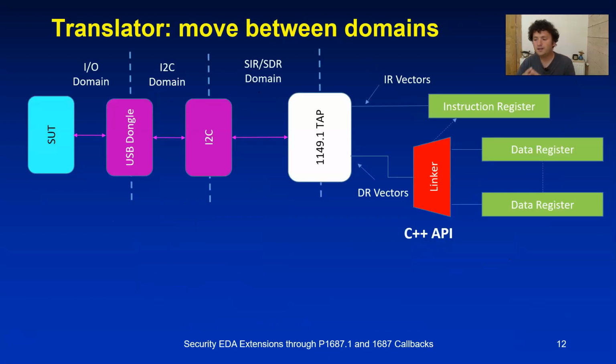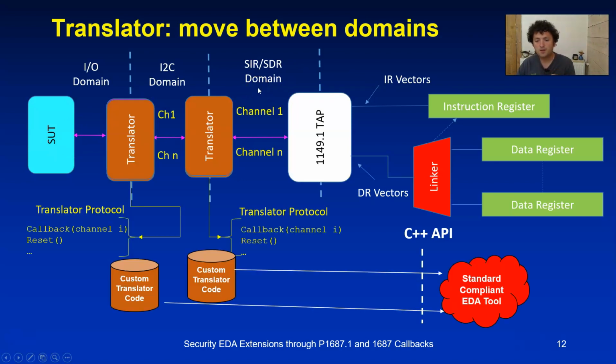Once we get into the RVF domains, we can then have one of the biggest novelties of P1687.1, that is being able to move through different domains. So for instance, if after your TAP you have an I2C interface that moves you to an I2C domain, then you might have some sort of interaction. In this case, I make a USB dongle that goes to the SUT. Once you get to the RVF domain, you can make all these different steps.